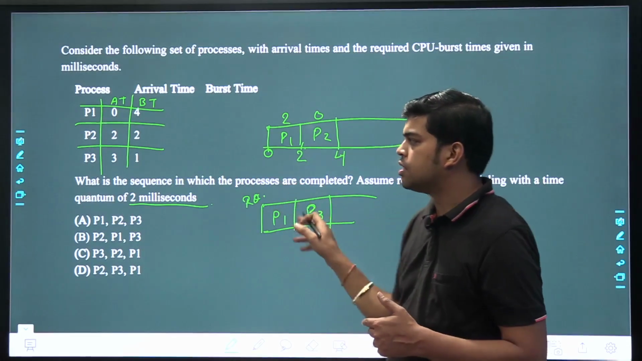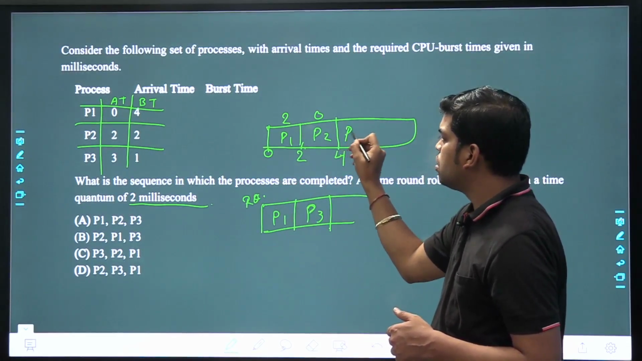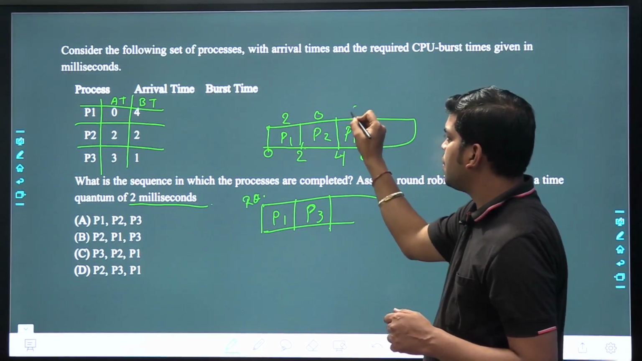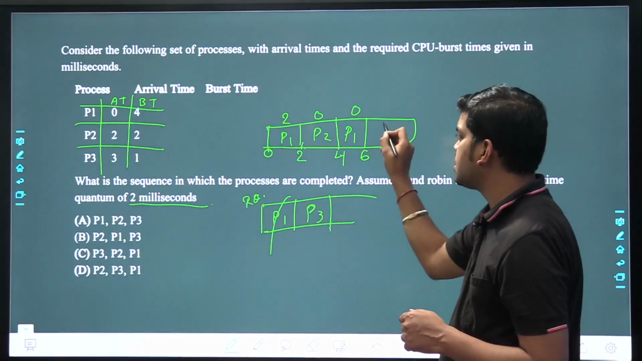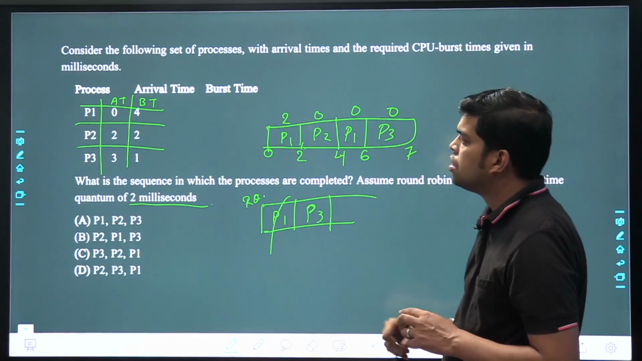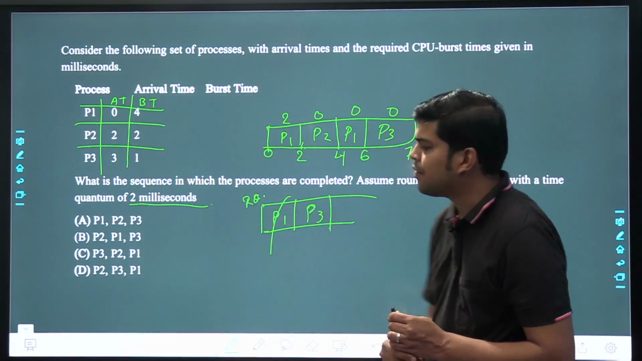At time 3, P3 arrives. Now P1 executes because the next process turn is P1, for 2 units of time, and P1 will finish. Now finally only P3 exists. P3 executes for 1 unit of time and P3 is finished. So that is 4 plus 2, 6 plus 1, 7. So total time is 7.